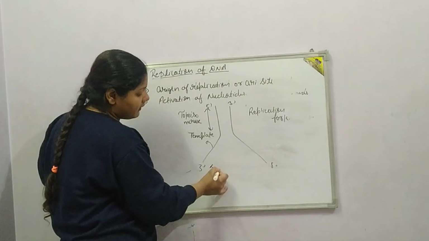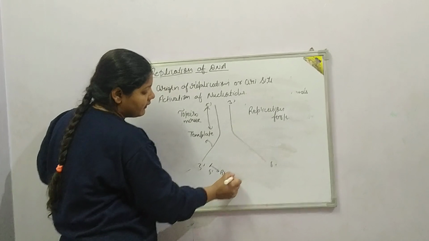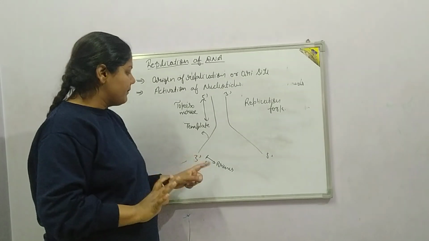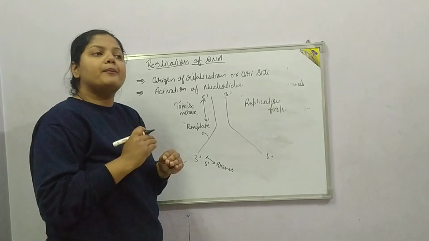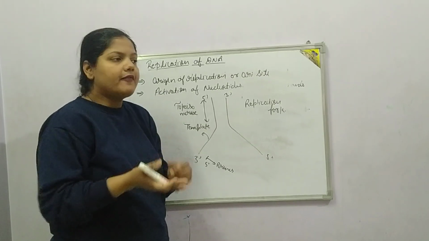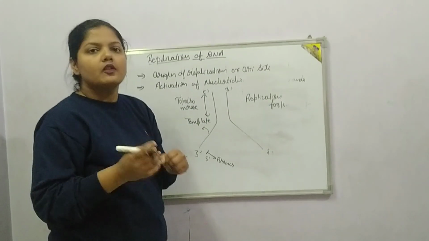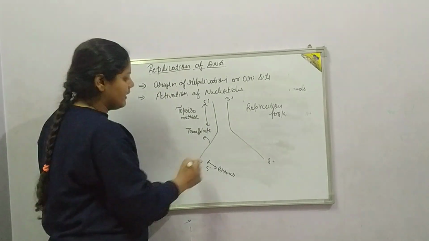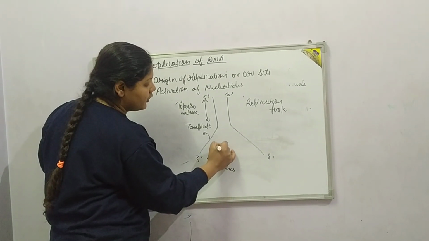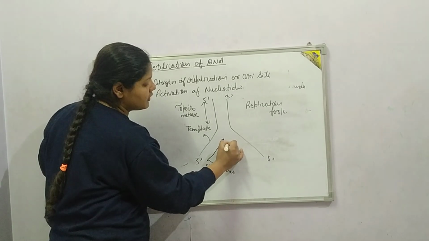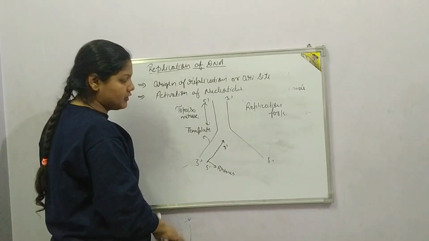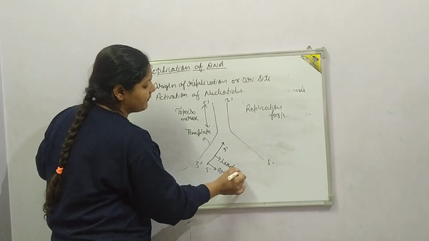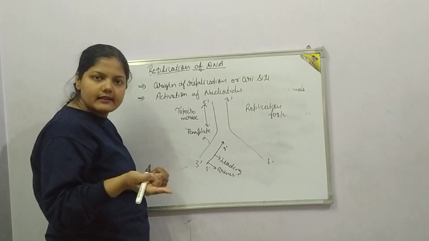Now this is the primer. Initiation is taking place. Now what will happen? Polymerization of nucleotides has to be done. How will it be done? With the help of the enzyme DNA polymerase. It will add nucleotides in the 5' to 3' direction. This strand is known as the leading strand. It is also known as the continuous strand.